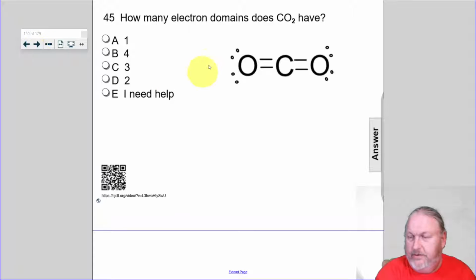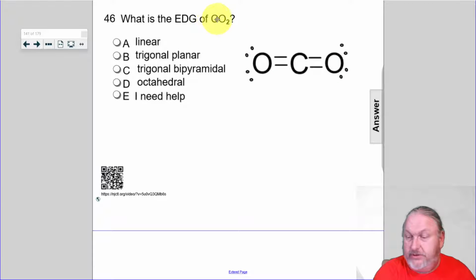Okay. How many electron domains does CO2 have? 1, 2. It's only two. So that, of course, would be linear. What's the electron domain geometry of CO2? Well, it's linear. We'll check. It's linear. Only way it can be.